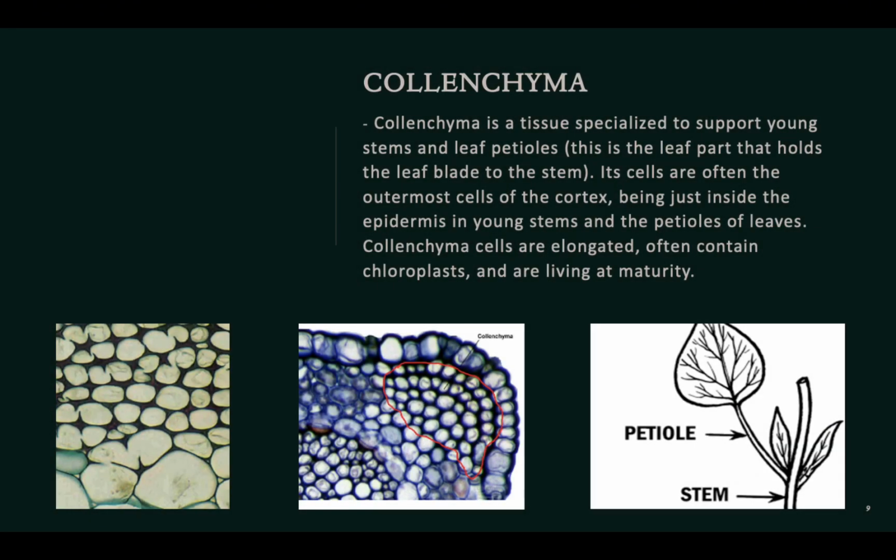Collenchyma. Collenchyma is a tissue specialized to support young stems and leaf petioles. This is the leaf part that holds the leaf blade to the stem. Its cells are often the outermost cells of the cortex, being just inside the epidermis in young stems and the petioles of leaves. Collenchyma cells are elongated, often contain chloroplasts, and are living at maturity.